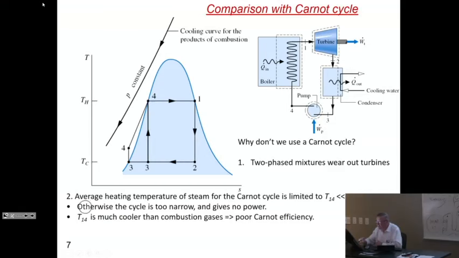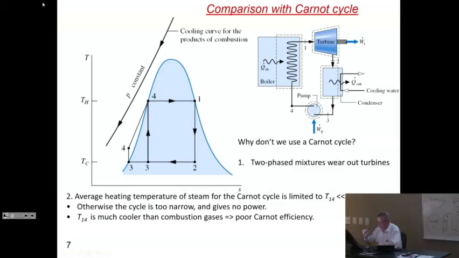So it is really not a good idea to have a two-phase mixture in your mechanical machines because they erode blades and things. So this is something one really wants to avoid as much as we can. In the Rankine cycle, we had this one, but at least we didn't have this one. We were pumping out pure liquid.